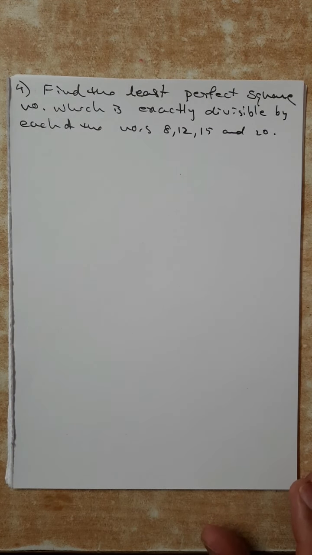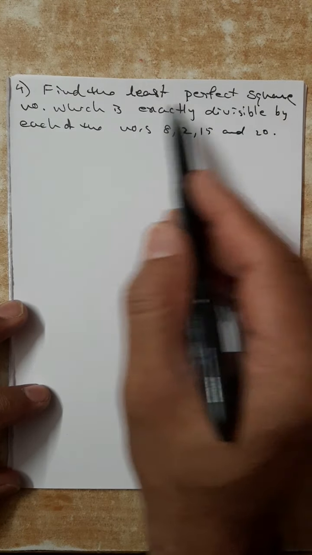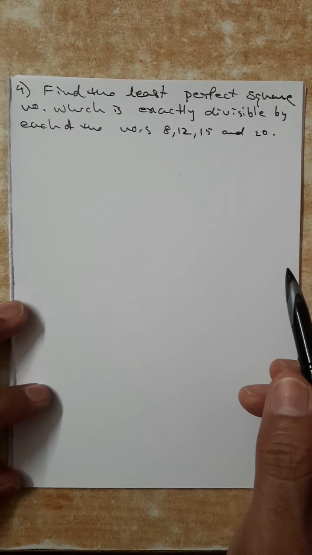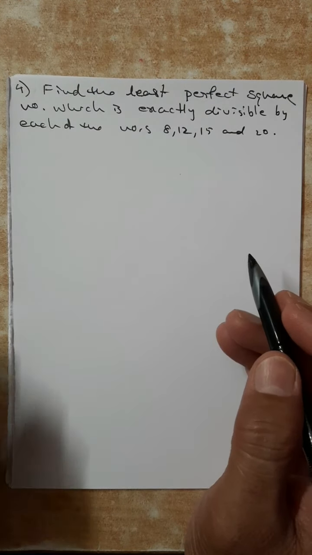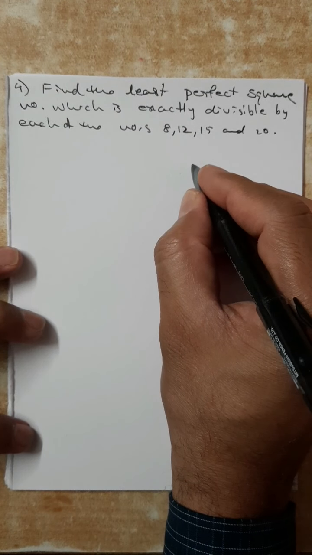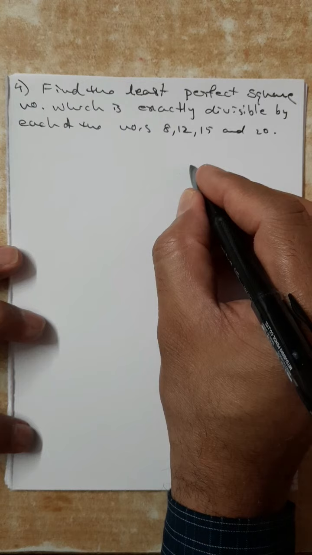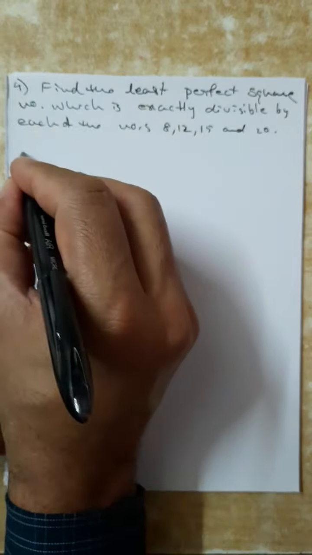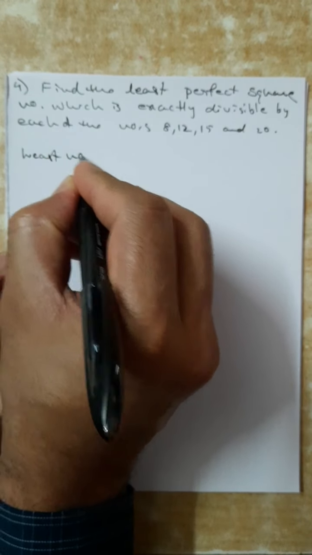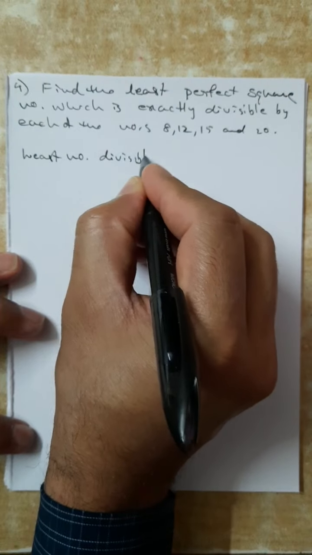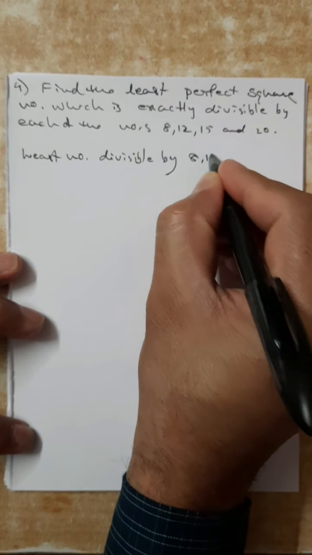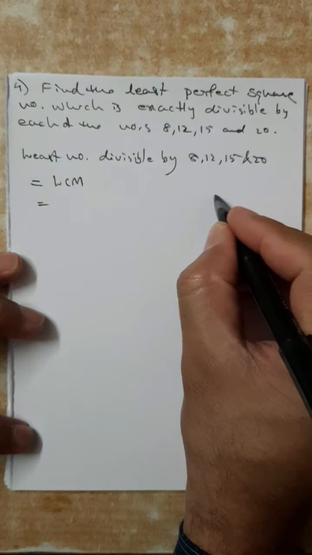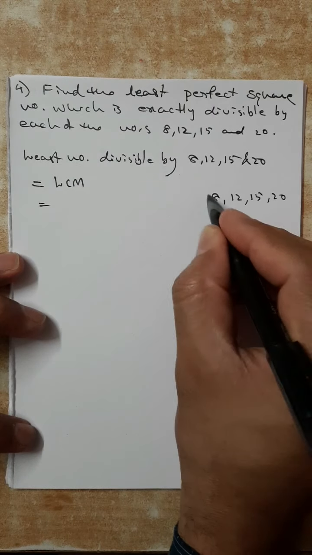Okay, one more question for you. Find the least perfect square number which is exactly divisible by each of the following numbers: 8, 12, 15, 20. 4 numbers, exactly the same type. First we will find the LCM. Instead of saying least perfect square, first we can say the least number divisible by 8, 12, 15 and 20 is equal to the LCM of 8, 12, 15, 20.